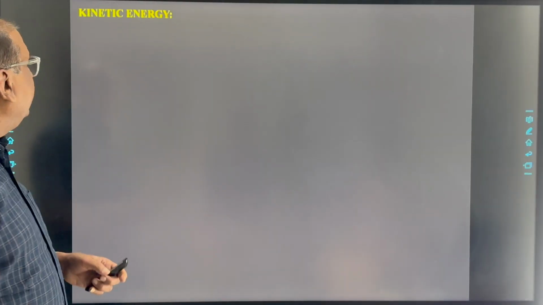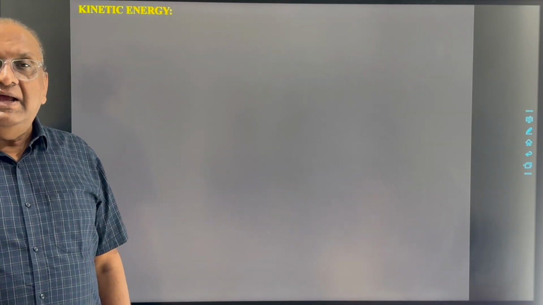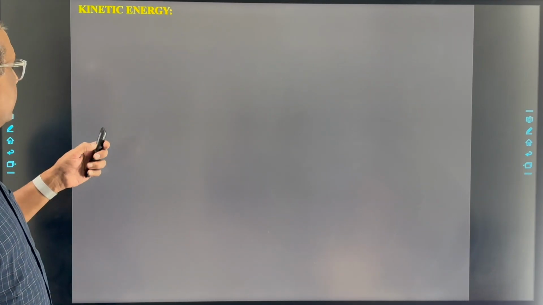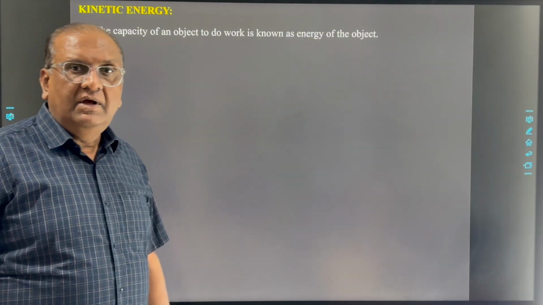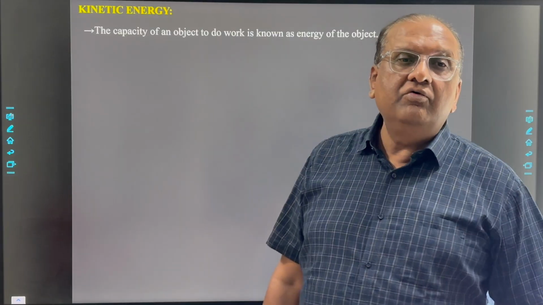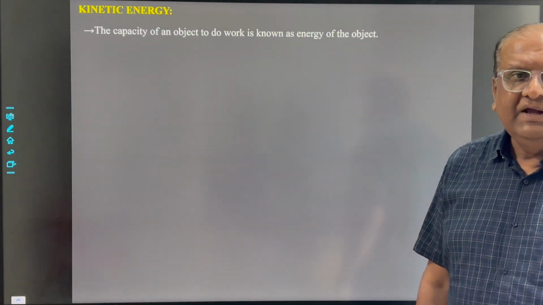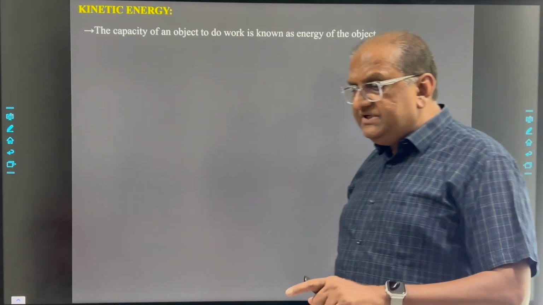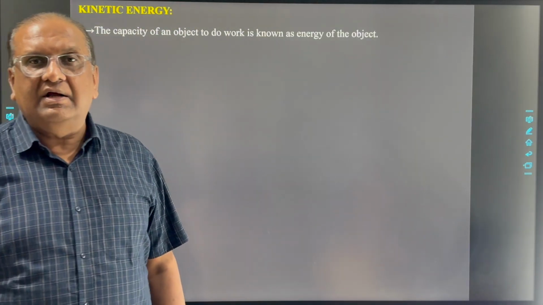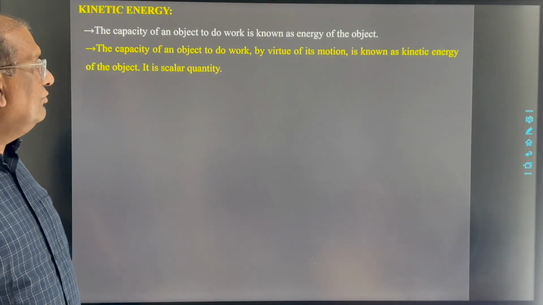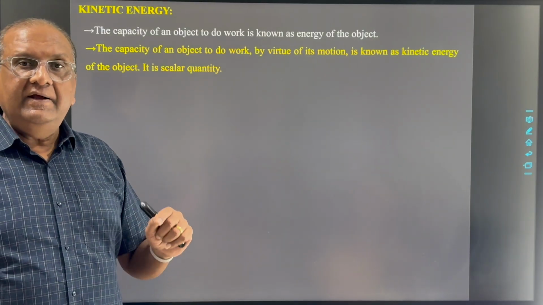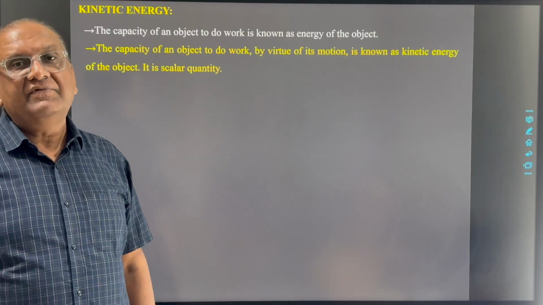Now next topic, that is kinetic energy. Energy is nothing but the capacity to do work. The capacity to do work of an object is known as energy. Then what is kinetic energy? The capacity of an object to do work by virtue of its motion is known as kinetic energy. And this is a scalar quantity.